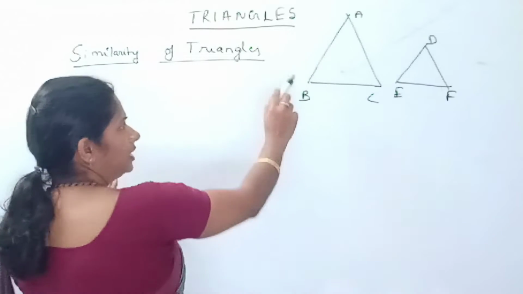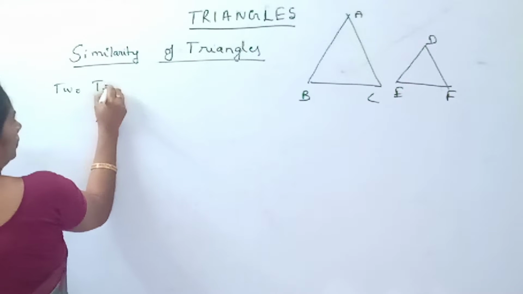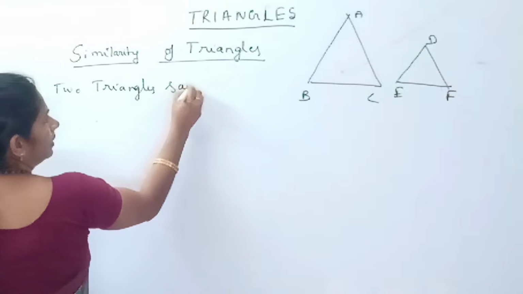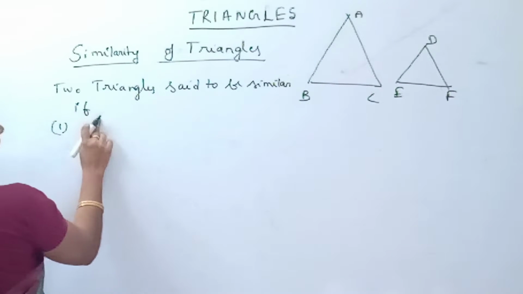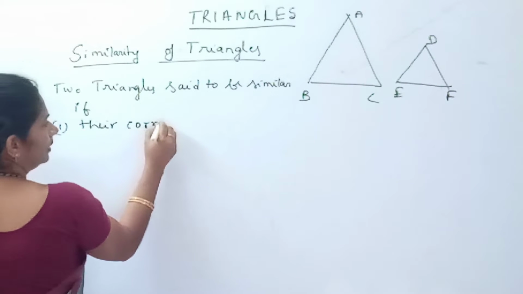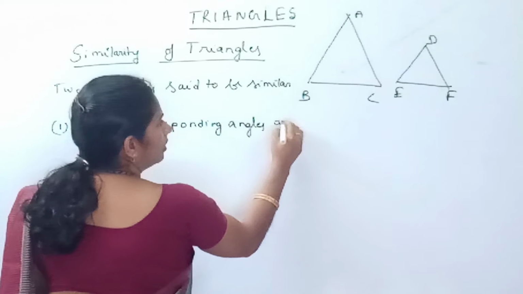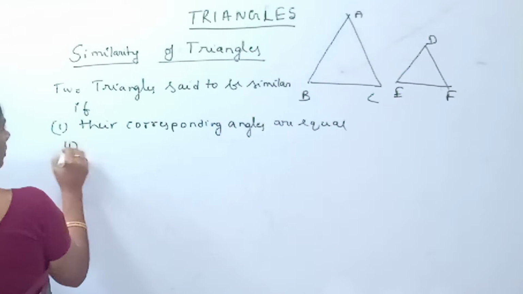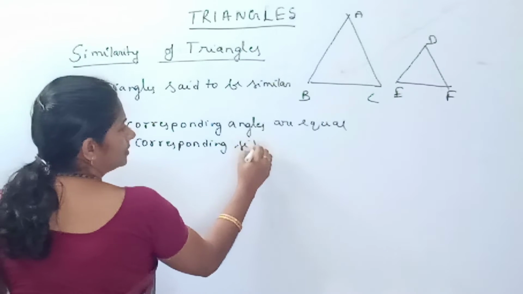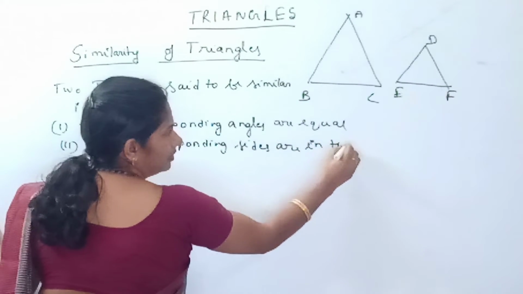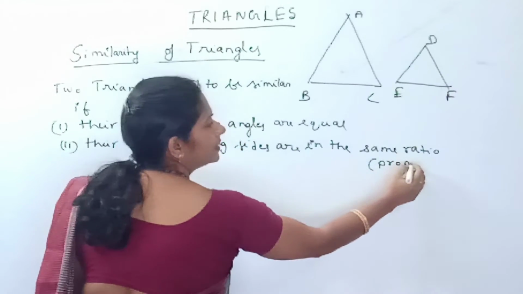Now let us discuss similarity of triangles. When can we say that these two triangles are similar? Similarity of triangles says that two triangles are said to be similar if, first condition, their corresponding angles are equal, and second condition, their corresponding sides are in the same ratio, or you can write proportion also. Corresponding sides are in proportion.